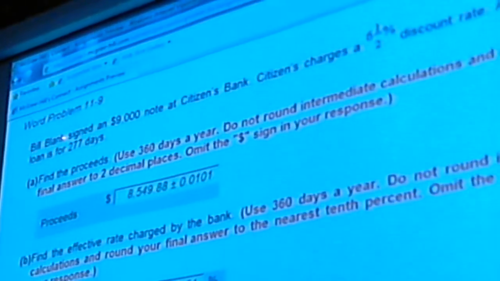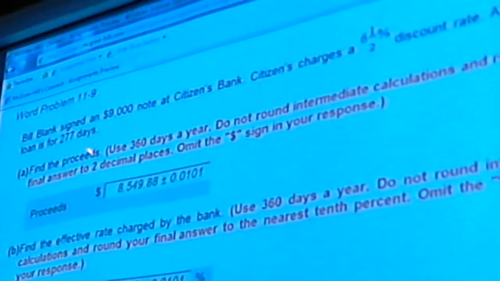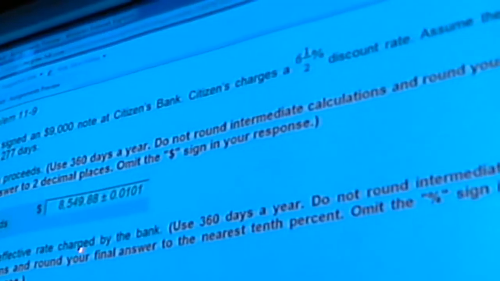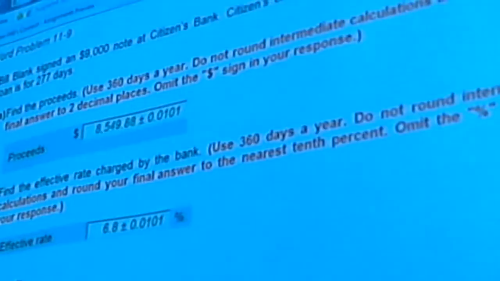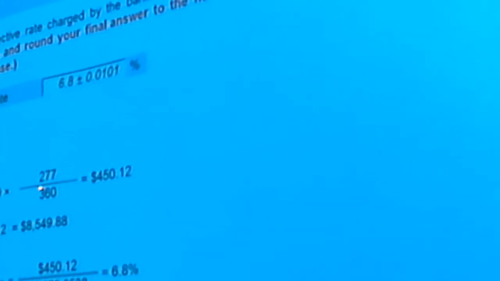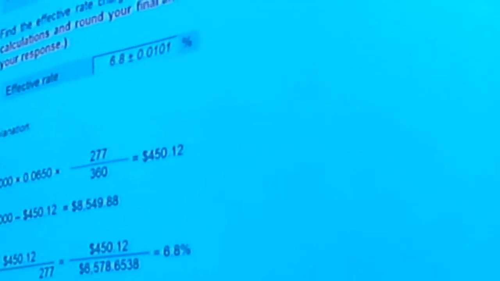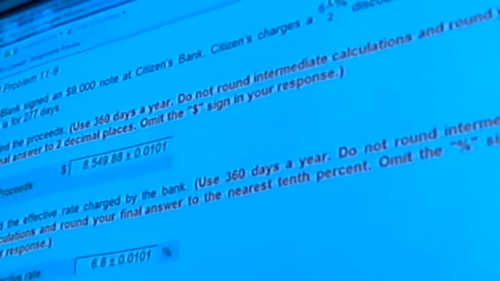Go through the problem. In the beginning, of course, we have Bill. He signs a $9,000 note. Okay, that is your principal. They charge 6.5% interest. That is your rate. Assume the loan is for 277 days. So on the bottom, we're going to put 360. So 277 over 360. It tells you use 360 in red. So we multiply it all together and we get $450.12.